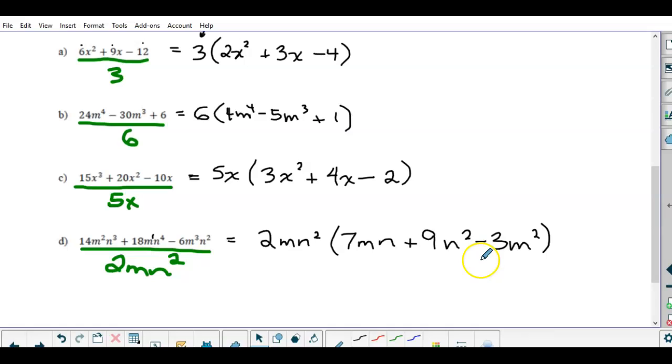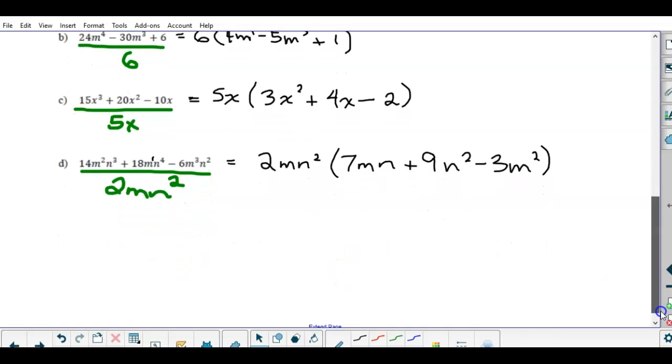Okay, nothing common to all. I'd probably rearrange it. I've always talked about alphabetical order, but for today, I'm just going to leave it. Okay, and that's it.